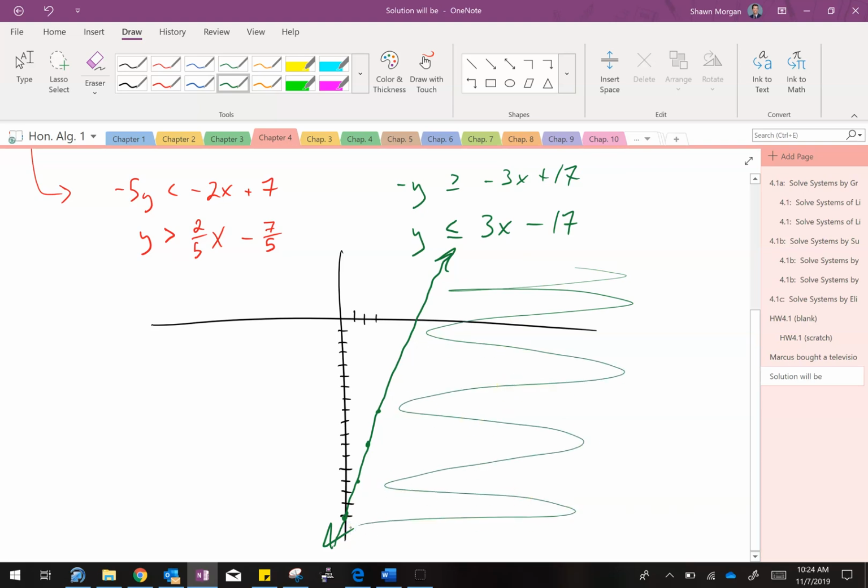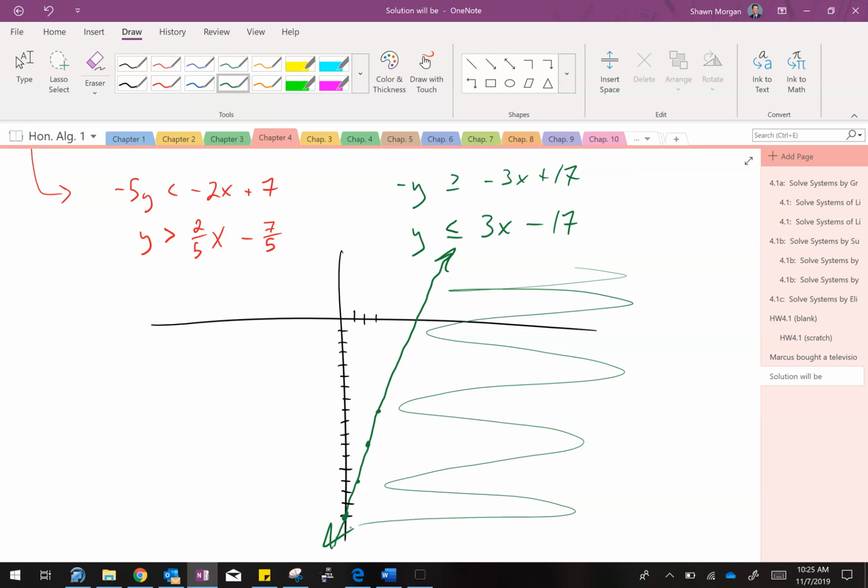Now, truth be told, I've just done something that I don't normally do. In a system of inequalities, I don't normally shade until the end. But I'm going to go ahead and shade right now just to confuse you. And then once the problem's over, I'll show you a way to get rid of that confusion. You might not know what I mean right now, but you will in just a minute.